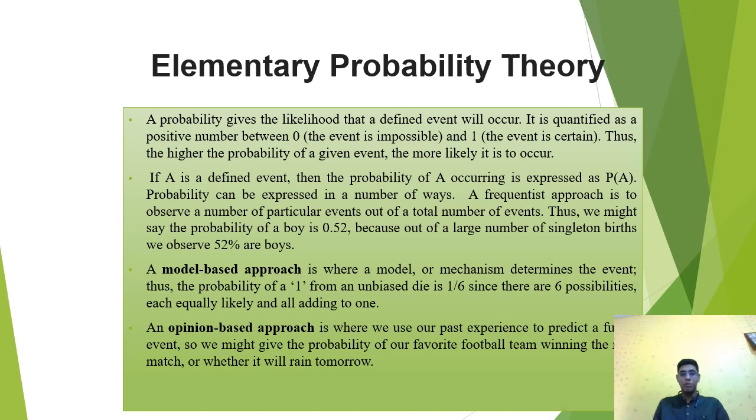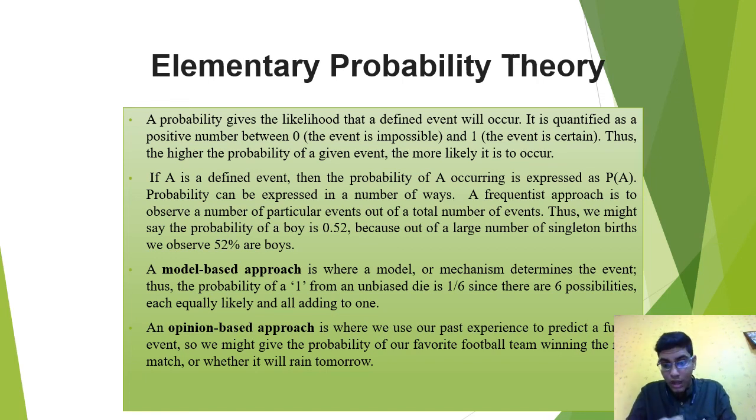Now, what is a model based approach? A model based approach is where a model or mechanism determines the event. Thus, the probability of a 1 from an unbiased die is 1/6 since there are 6 possibilities. So when you throw a die, there are 6 possibilities, it can come out as any number from 1 to 6, each equally likely and all adding to 1. So the probability of the number 1 occurring is 1 by 6, and similarly for 2 and 3 till 6.